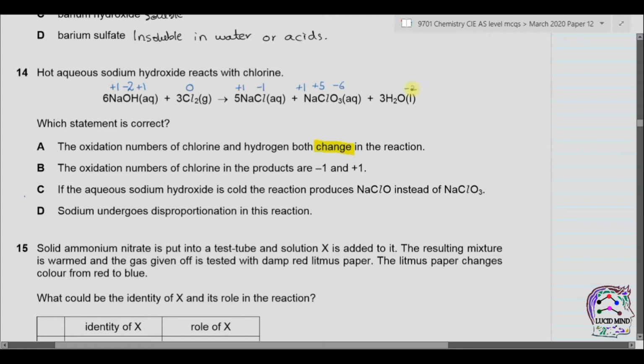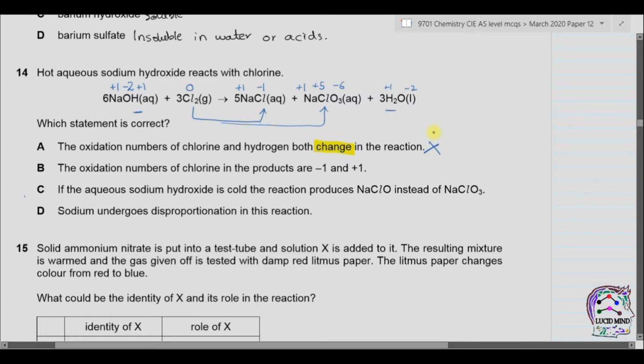In water, oxygen is -2, so hydrogen is +1. Again there are 2 hydrogen atoms, so each hydrogen atom has +1. The oxidation numbers of chlorine and hydrogen both change. We see chlorine changes from 0 to -1 and 0 to +5. While the oxidation state of hydrogen is +1 on the reactant side and +1 on the product side. So hydrogen does not change, only the oxidation number of chlorine is changing. So A is incorrect.